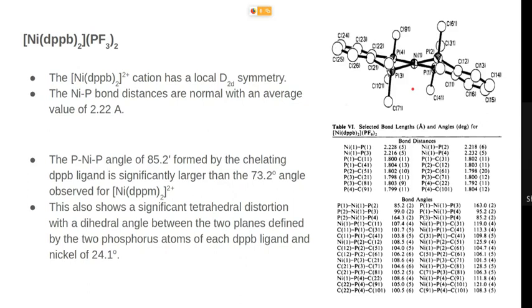But the case is different when the bite size increases and becomes this compound. And here it was found that the bite angle was 85.2 degrees, and there was a significant tetrahedral distortion, with a dihedral angle between the two planes defined by the two phosphorus atoms of each ligand to be 24.1 degrees.